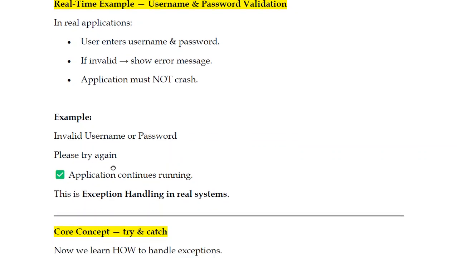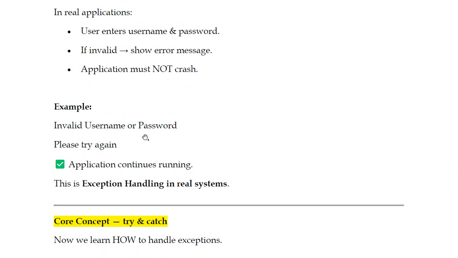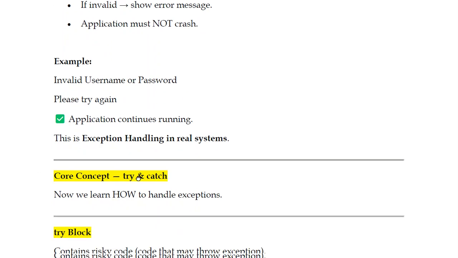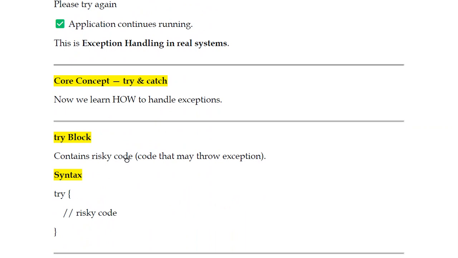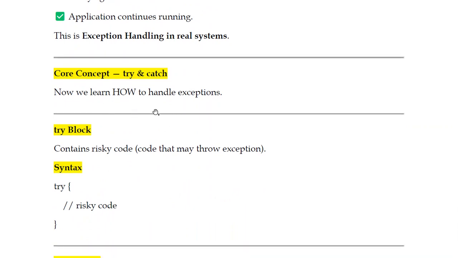Okay. So the message they will give is the prompt: invalid user name or password, please try again. So the application continues running. This is exception handling in real-time systems. When it is wrong, it is handling. The same core concept we are covering here, try and catch. So first we'll try to understand the try block.